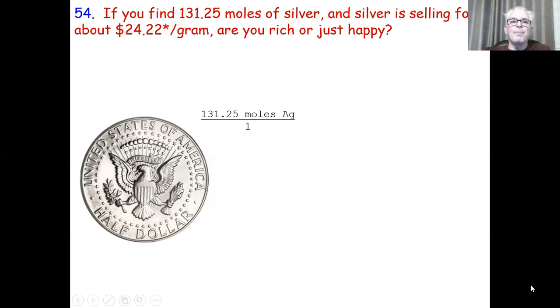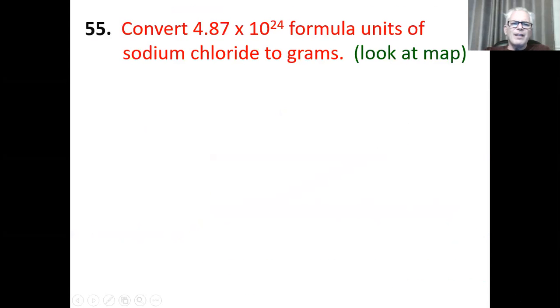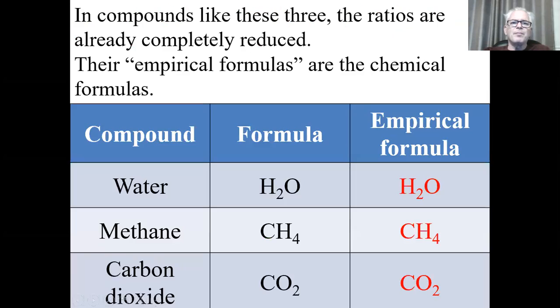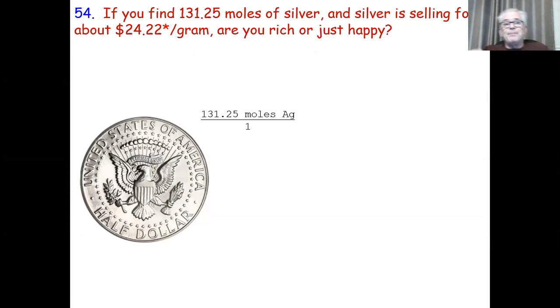All right, where are we? One last problem, and we're going to be done with this. Sorry about that. You find 131.25 moles of silver, 5 significant figures. Silver's selling for $24.22 a gram. I just found that out the other day. Put the star on. That was from a couple of days ago. That's legitimately pretty current. Are you rich or happy? Did you make a lot of money? How many grams? You got this many moles. How many grams is that?